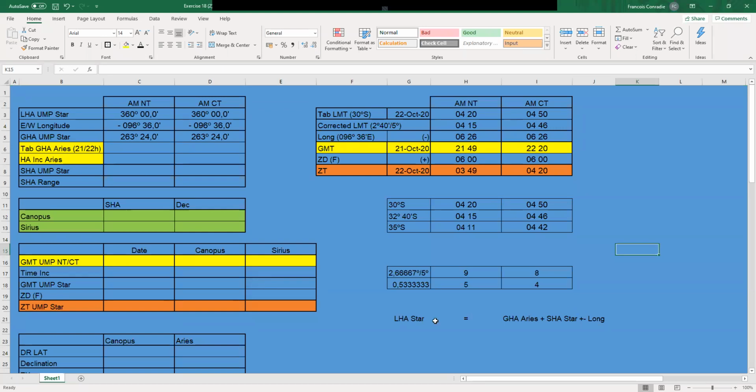If you look at this as a formula, what we're looking for now is this one only, SHA star. So that means it's going to be LHA, plus or minus longitude, minus GHA Aries, and that's going to get us to this. And that's exactly what we're doing here. So apply the longitude first, then we're subtracting GHA Aries. That's going to get us SHA star.